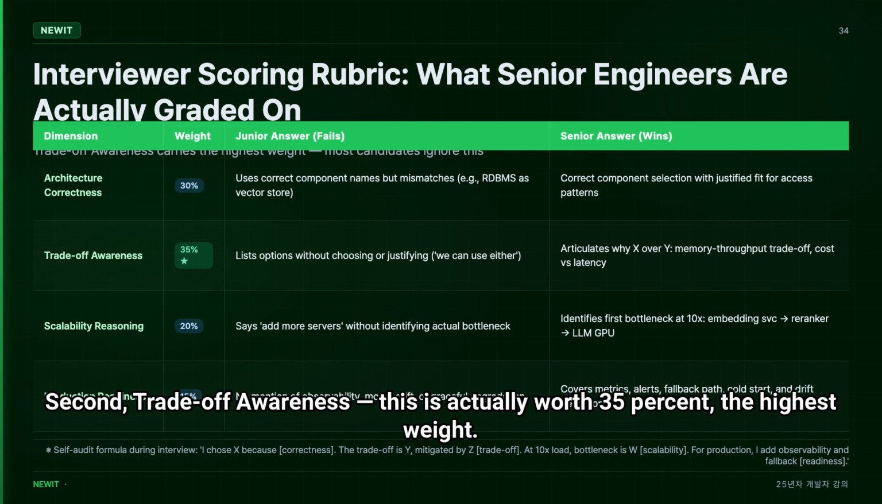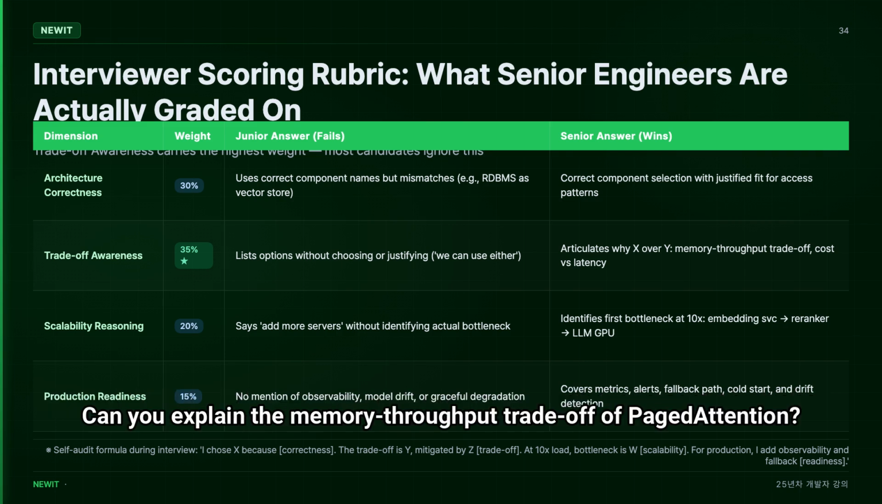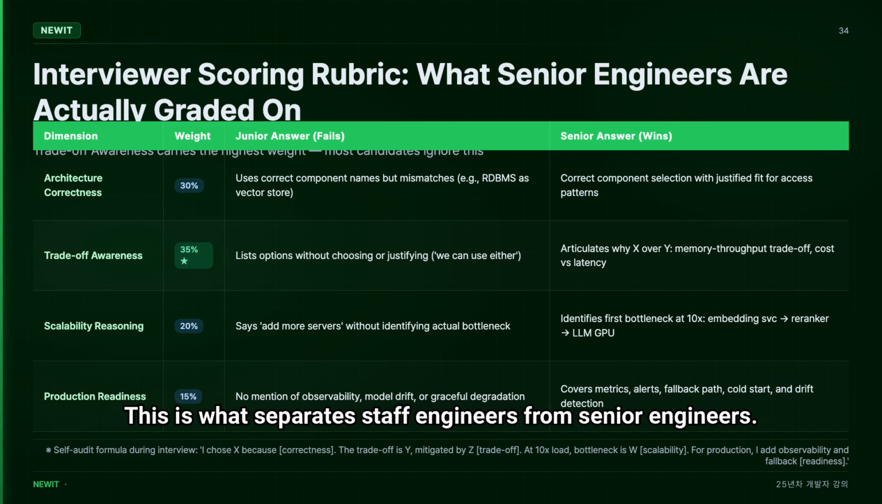Second, trade-off awareness. This is actually worth 35%, the highest weight. Can you articulate why you chose vLLM over TGI? Can you explain the memory throughput trade-off of paged attention? This is what separates staff engineers from senior engineers.